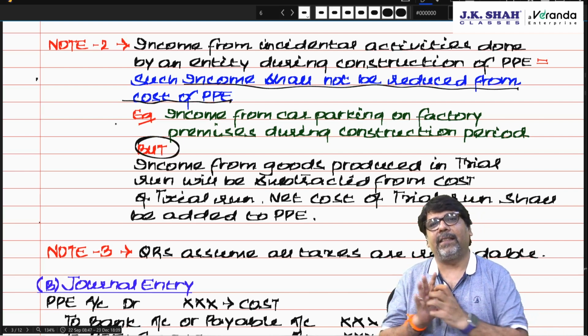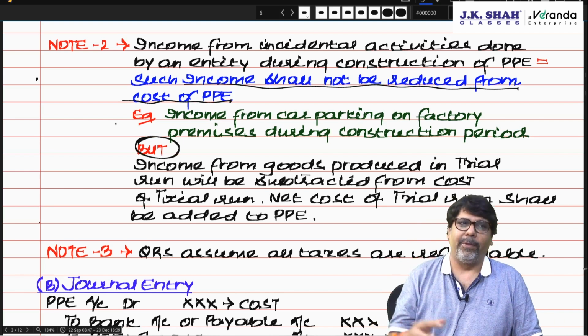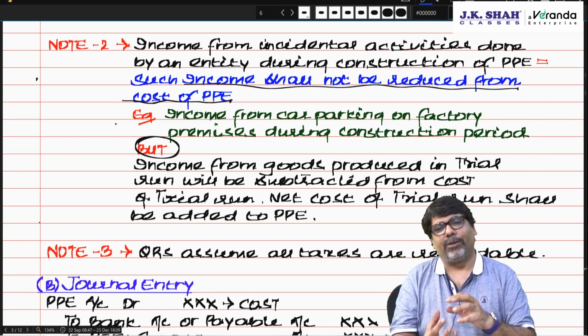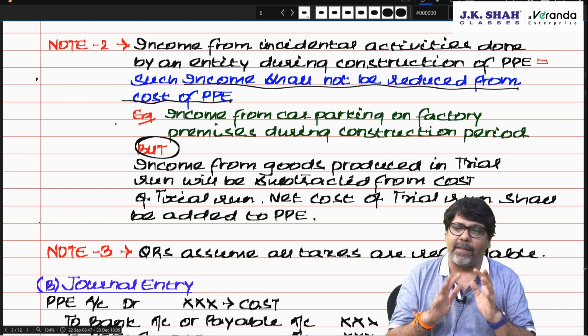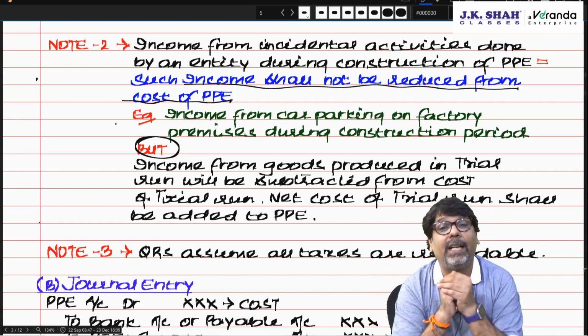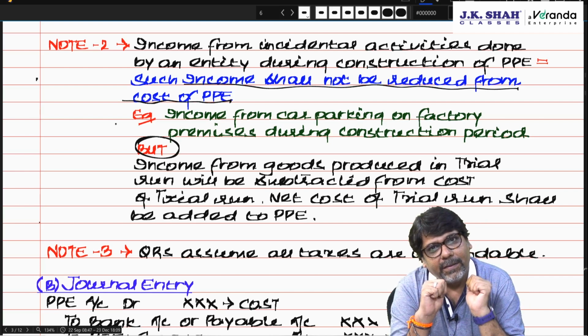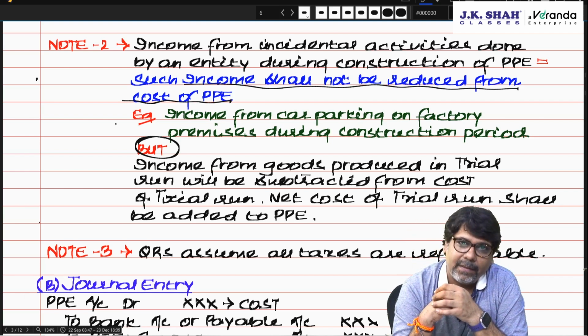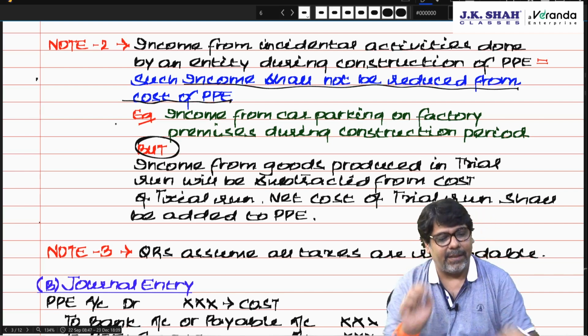before saying that the asset is ready to use, I need to do a trial run. Correct? A trial run might produce some goods. So the cost of producing those goods in the trial run should be added to the cost of the asset. Yes. But if those goods are sold and generate some revenue, that should be subtracted. Am I clear?